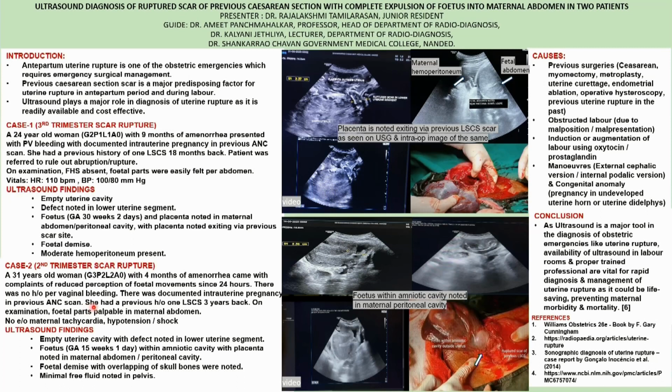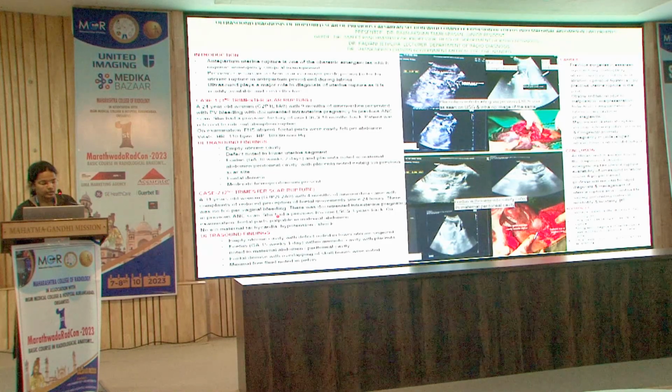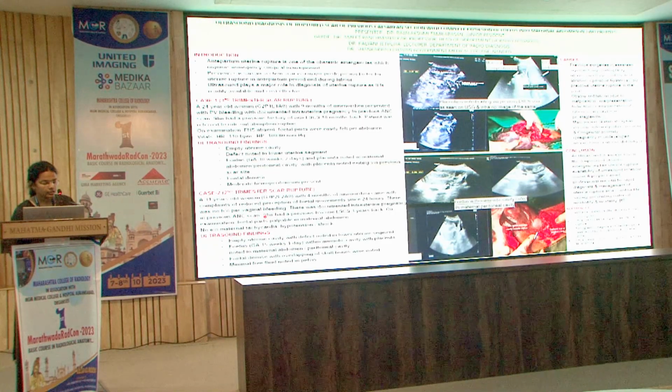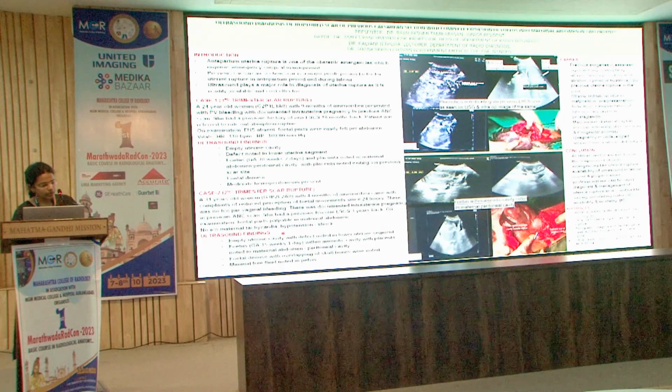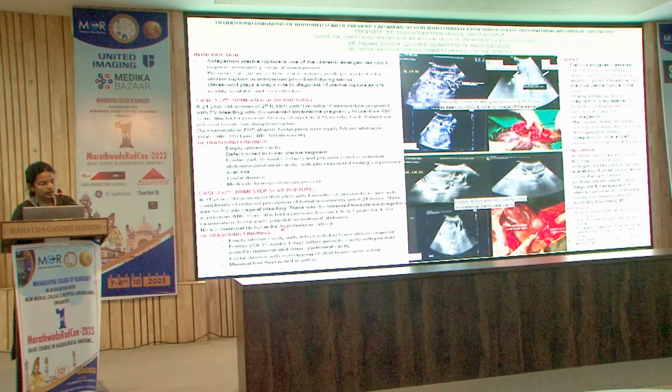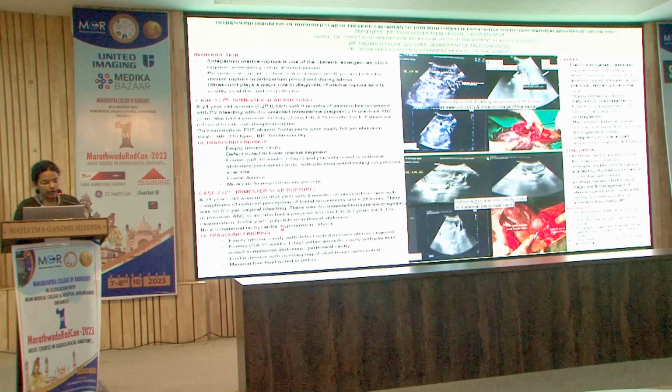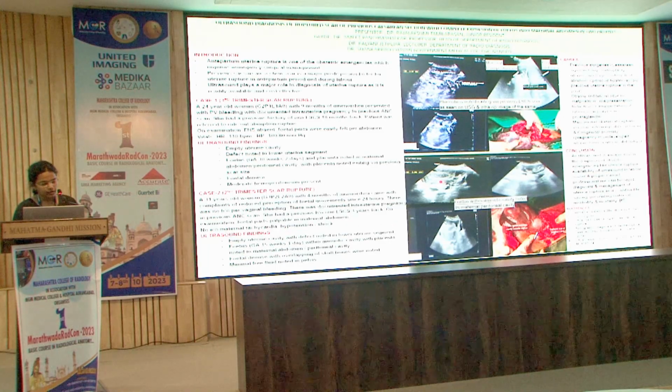And this is another case of second trimester uterine scar rupture. This time, a 31-year-old woman with 4 months of amenorrhea came with complaints of reduced perception of fetal movements since 24 hours. There was no history of pervaginal bleeding, and this also was a documented intrauterine pregnancy in a previous ANC scan. She had a previous history of 1 LSCS 3 years back. On examination, fetal parts were palpable in her maternal abdomen. She was luckily stable.